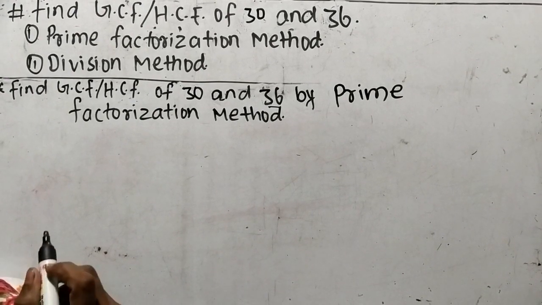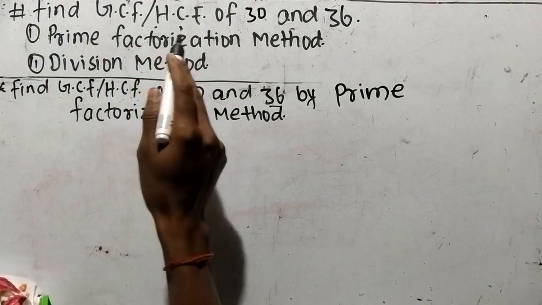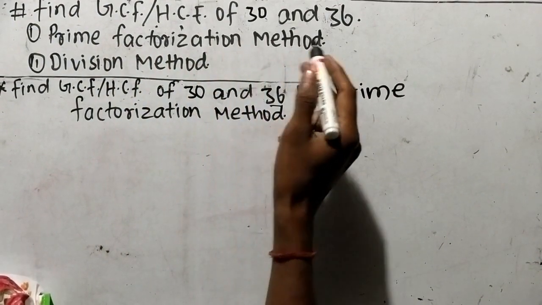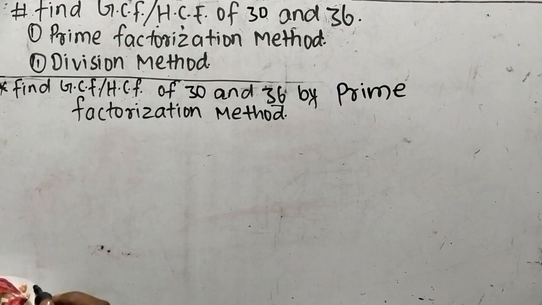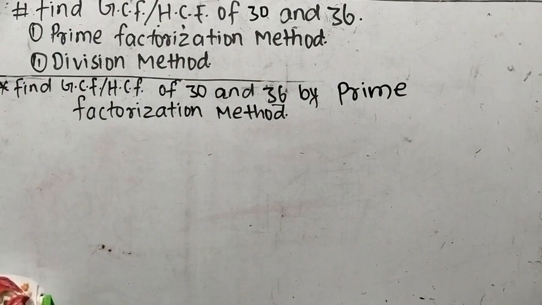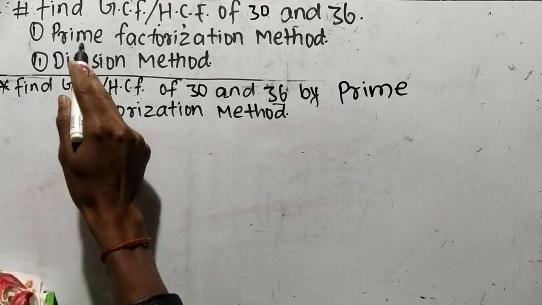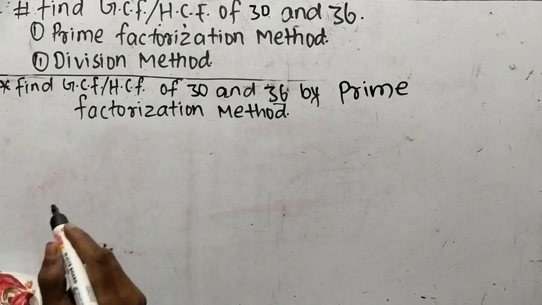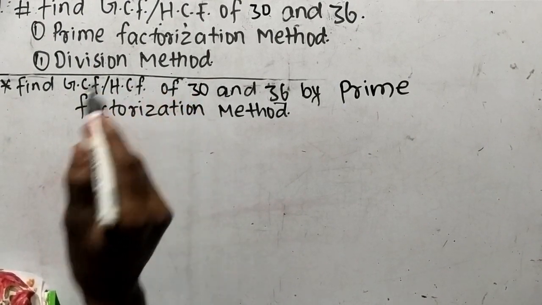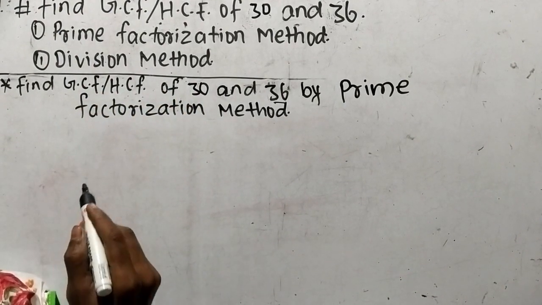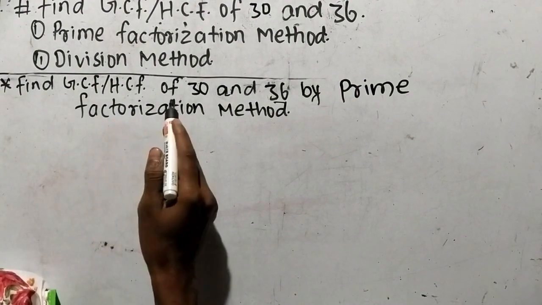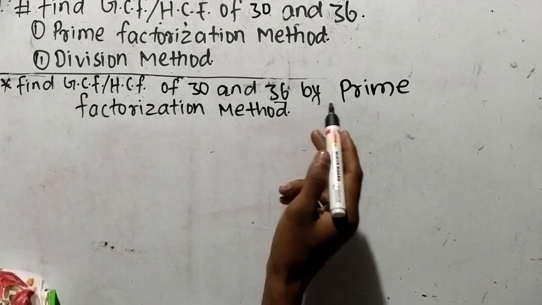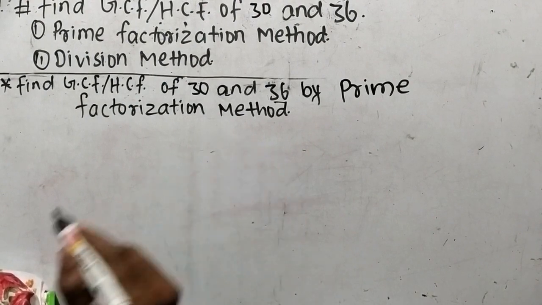So today in this video we shall learn to find the GCF or HCF of 30 and 36, and here we shall find out the GCF or HCF by two methods. First one by prime factorization method and second one by division method. So let's find out the GCF or HCF of 30 and 36 by prime factorization method.